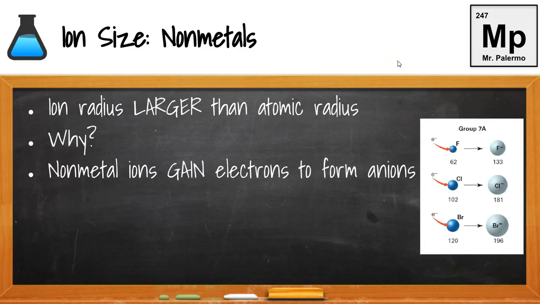What about the nonmetals? These are the elements to the right of the staircase. Well, nonmetals are going to gain electrons to form anions. And so when they gain electrons, the overall size of the atom is going to get larger. As you can see here, fluorine atom is 62 picometers. It gains its electron, and then the fluoride ion is 133 picometers.